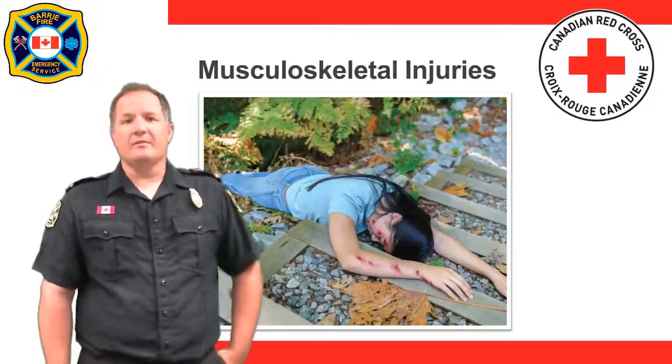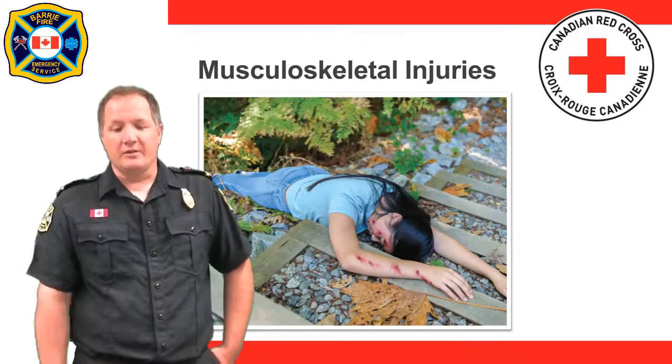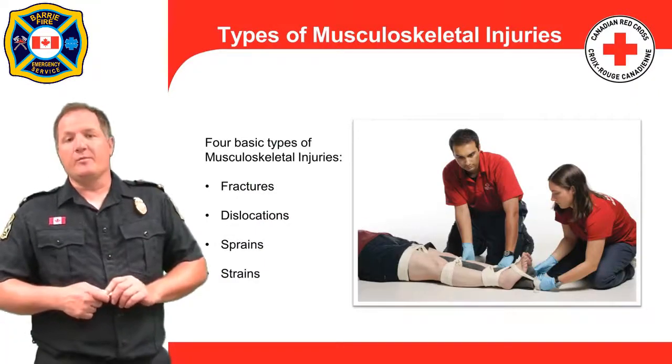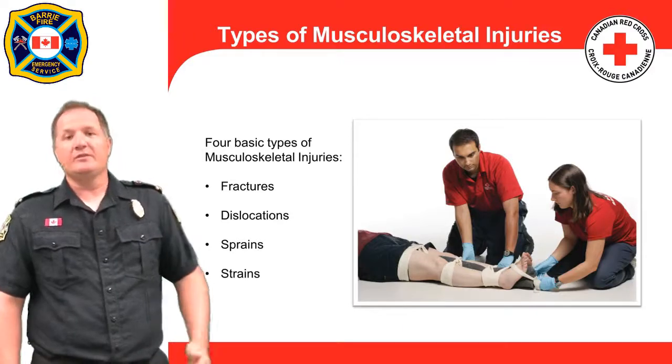We're going to get through muscle and bone injuries today using the power of magical videos, and we're going to look at some of the more common muscle and bone injuries that you'll come across when responding to calls. So in this chapter, we're going to be covering musculoskeletal injuries, some of the more common injuries that you're going to come across when responding to calls. The types of musculoskeletal injuries that we're going to look across, there's four basic types: fractures, dislocations, sprains, and strains.